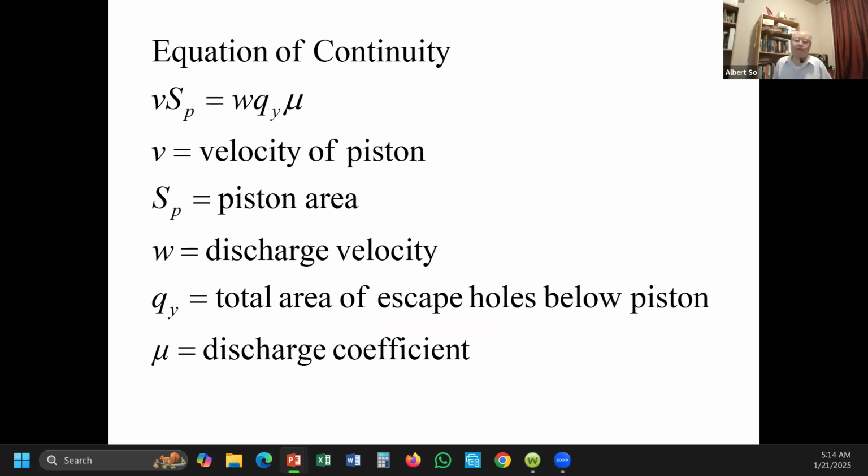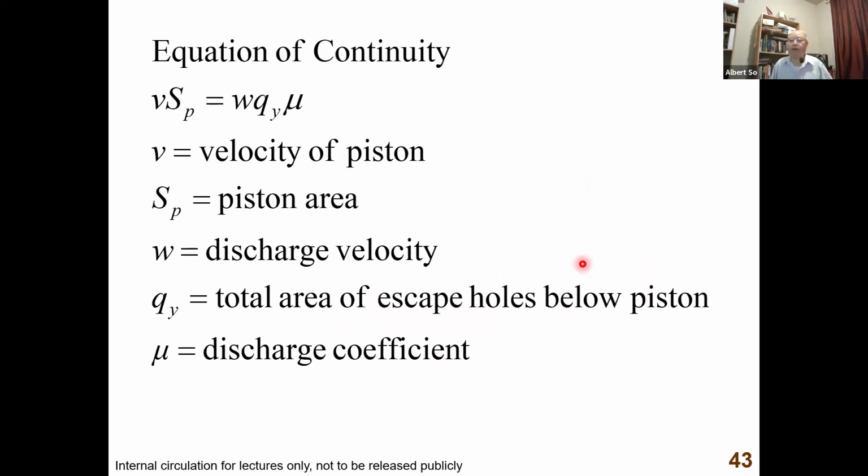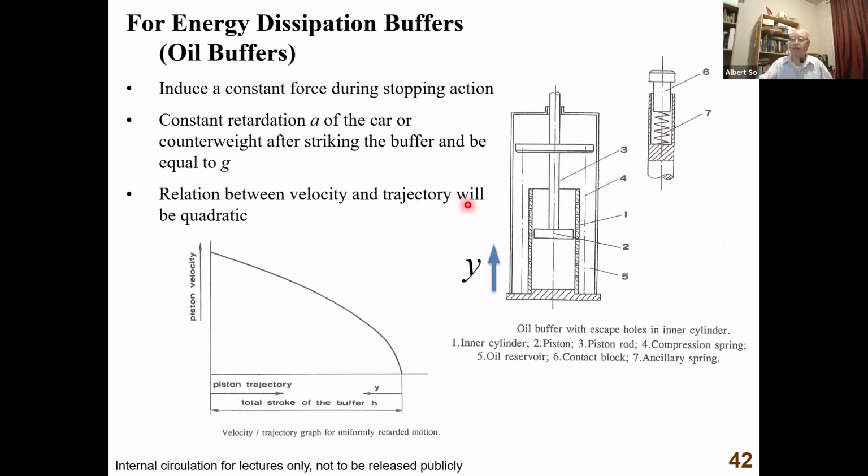Now then, how do we find the mathematical model of this oil buffer? First of all, you have this equation: velocity of piston V times the piston area, SP. Now V times SP is equal to the amount of oil being squeezed out of the inner cylinder, because V is the velocity of the piston going downward.